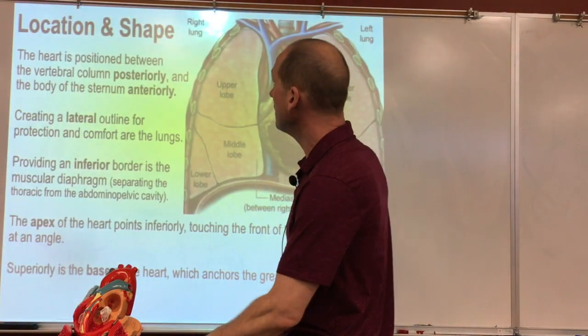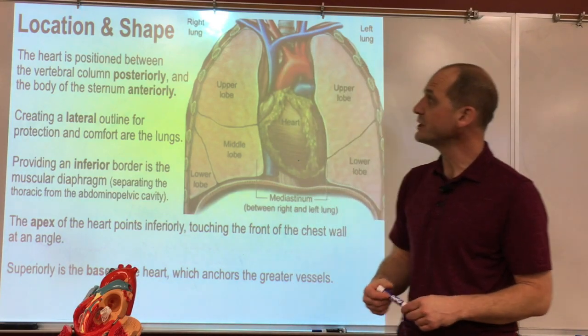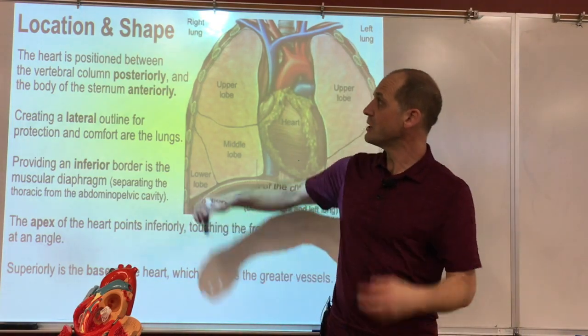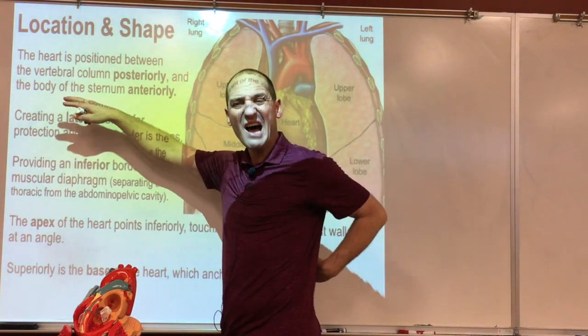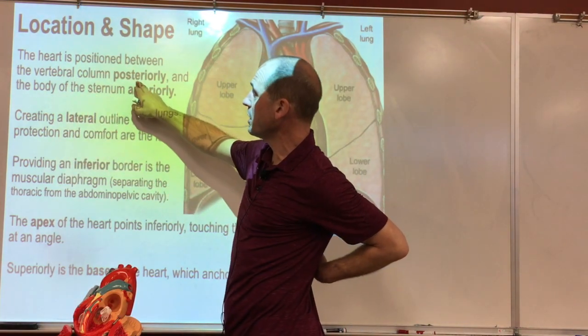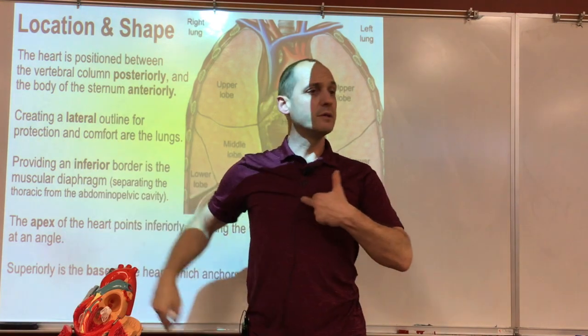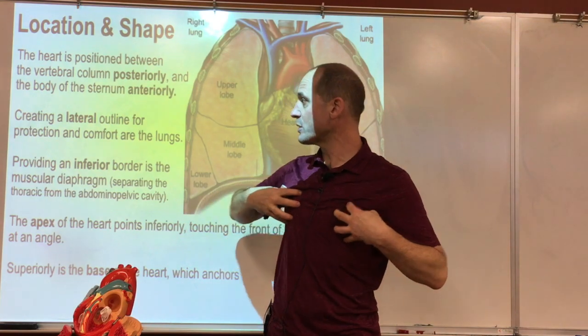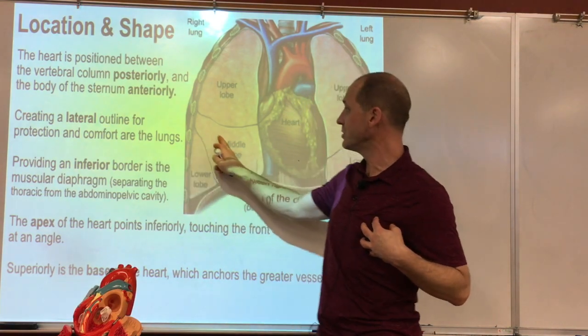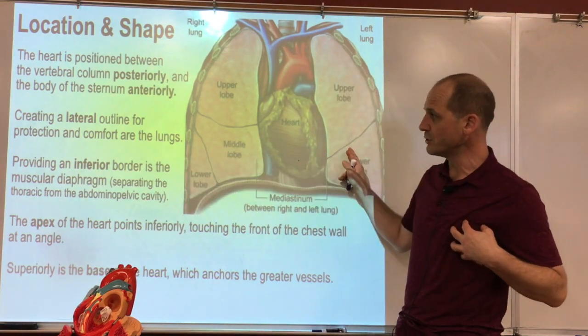Good. So where's the heart located? It's positioned in the chest between the vertebral column in the back, the spine, the bones posteriorly, and the sternum, the chest plate in the front, anteriorly. Laterally, it's protected by the lungs on the outside. So you see that here. The lungs are like cushions for it.